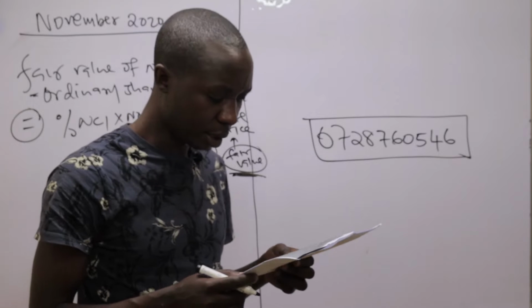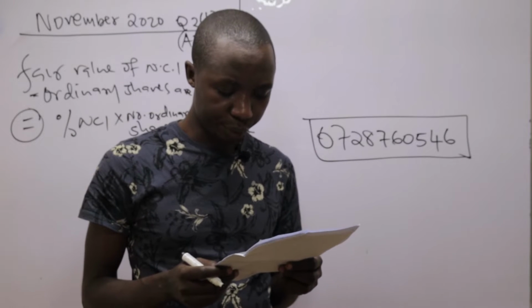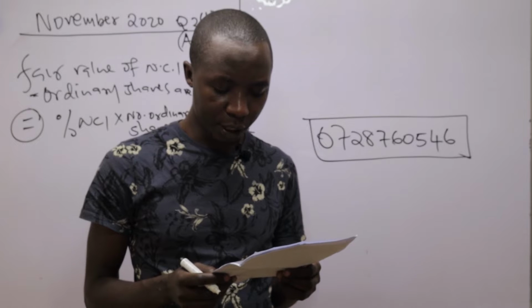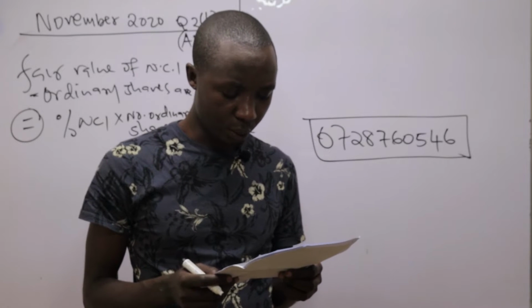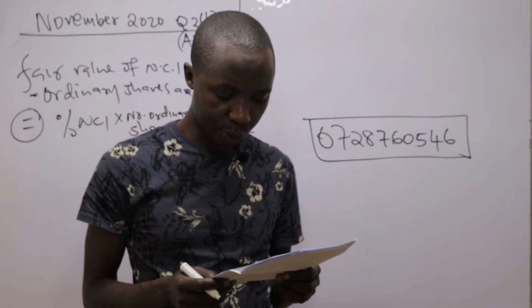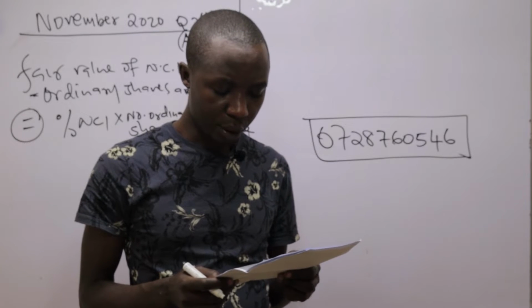Then they continued saying that the ordinary share capital and the retained profit of S at acquisition date were 100 and 200 respectively, and there were no other reserves. So you are given the ordinary share capital.